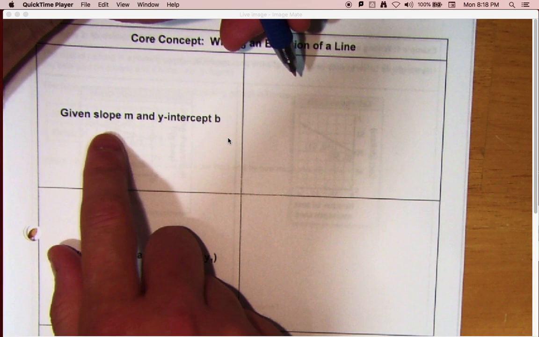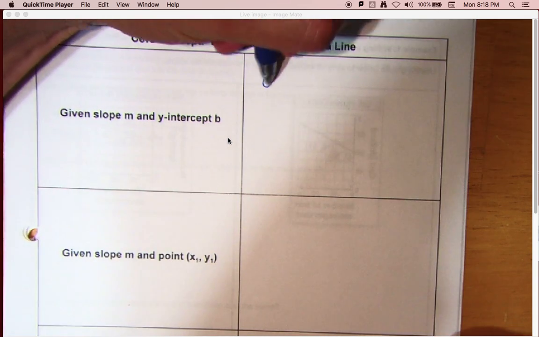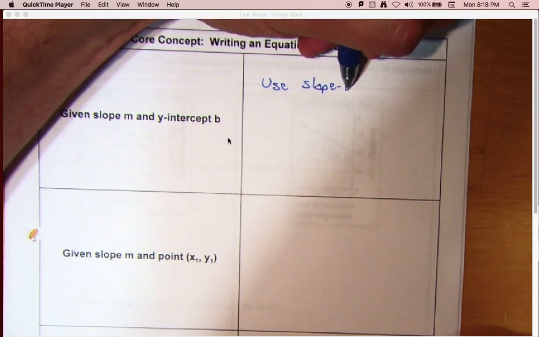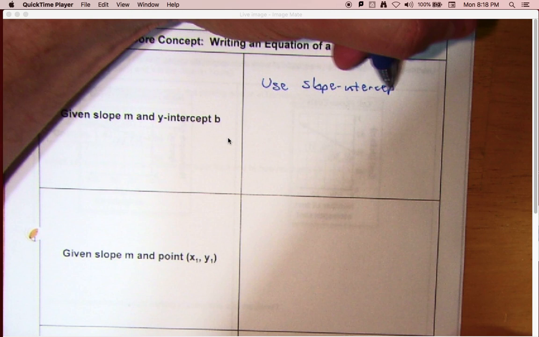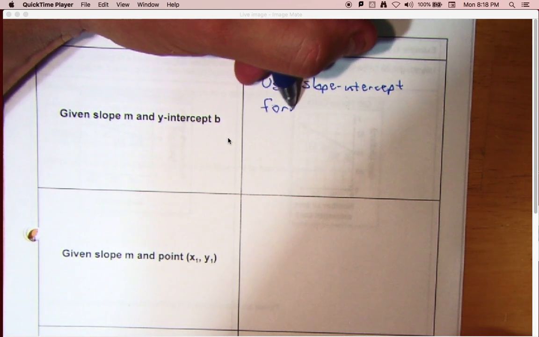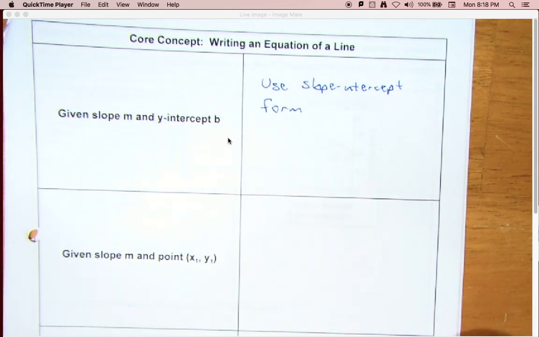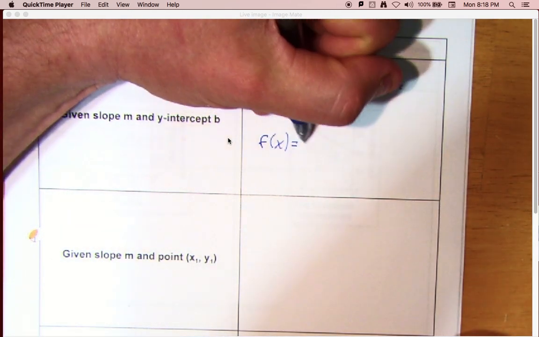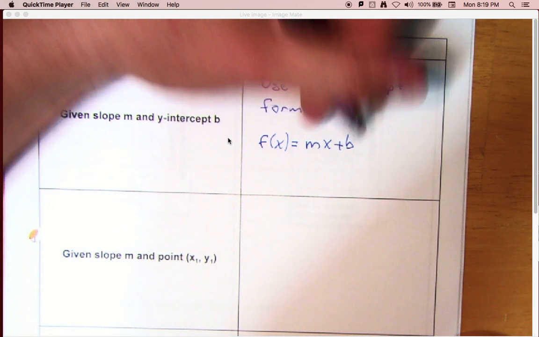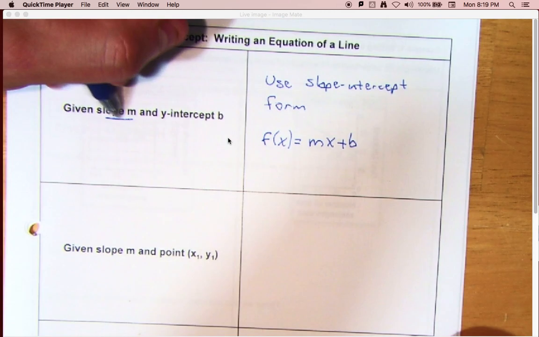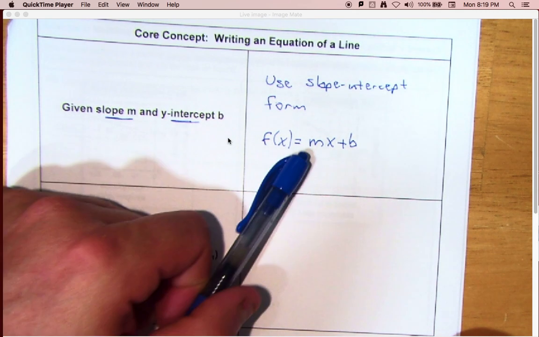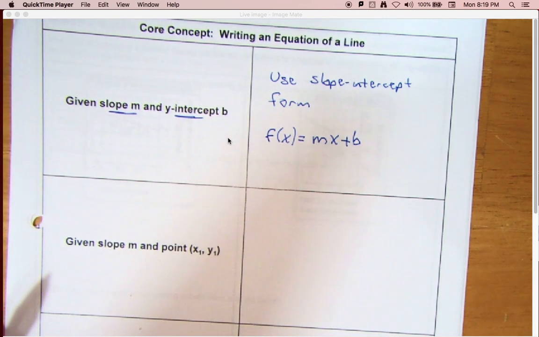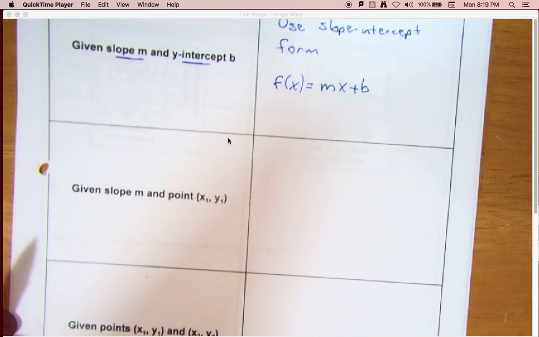Anytime you're given the slope m and the y-intercept b, you need to use the slope-intercept form. So let's go ahead and write that down. What you've been used to is y equals mx plus b, but we're going to put it in function notation this time: f of x equals mx plus b. And so there's your form. If you're given the slope and the y-intercept, very simply you just plug those numbers in and now you have an equation for a line. That's the first method you can use to write an equation of a line.